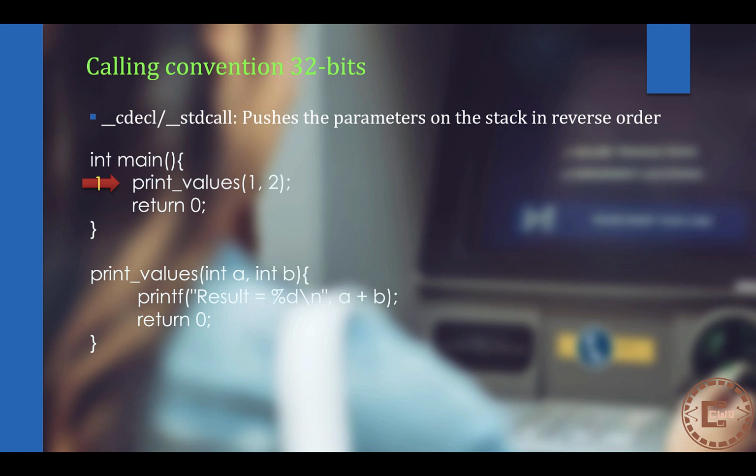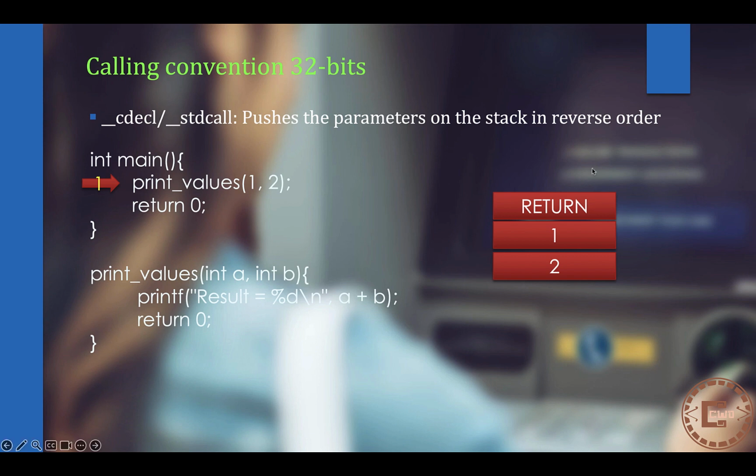So the main comes to the print value. It says, hey, I'm going to call a function. Oh, that means I'm going to create a stack right now to process this function. Great. So you're going to push in reverse order. Remember, guys, it's in reverse order. So you push number 2. Great. Then you push number 1. Here is EBP. Here is ESP.